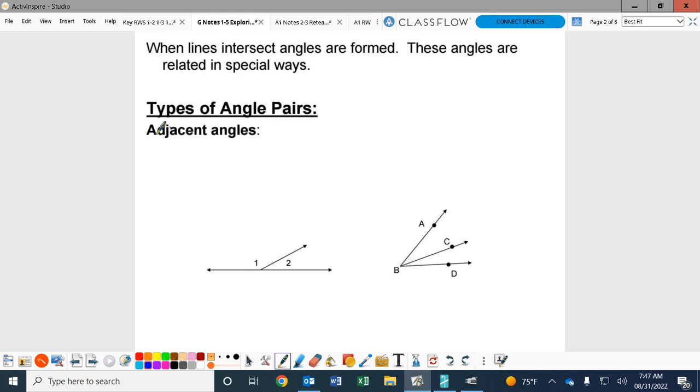The first one is going to be adjacent angles. Guys, what does it mean to be adjacent to something? Next to it. Very good. Exactly right. Adjacent angles. So it's two angles that share a common side. Now, pausing there before we do anything else. Common side, guys, a common side is a ray. I need to make sure you understand that the side of an angle is a ray. So it is two angles that share a common side, which is a ray, and a common vertex.